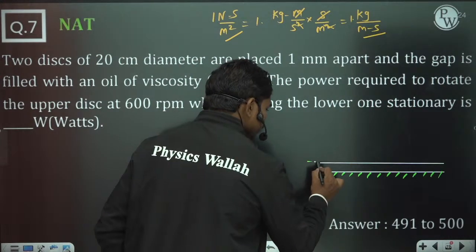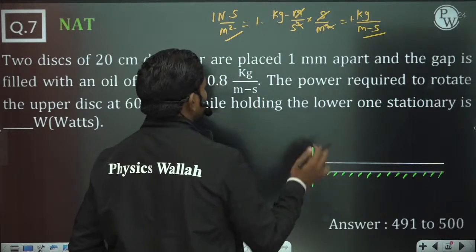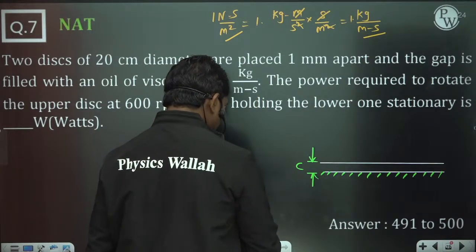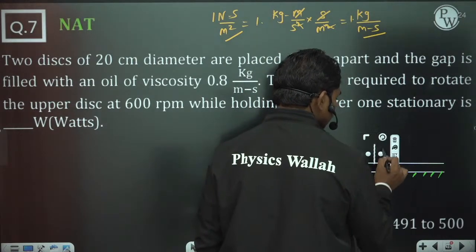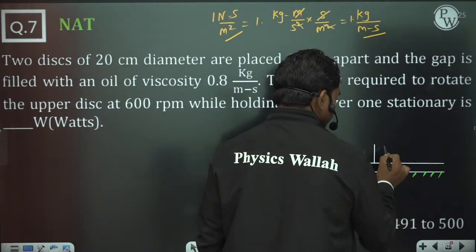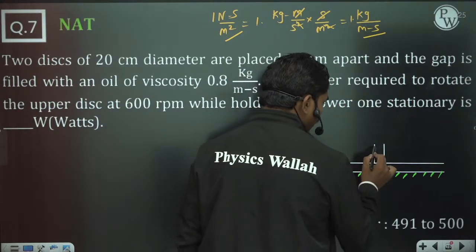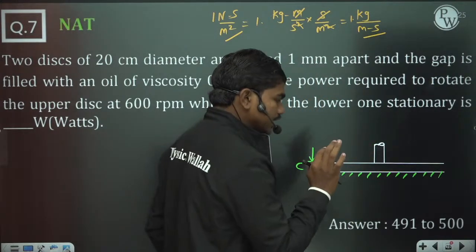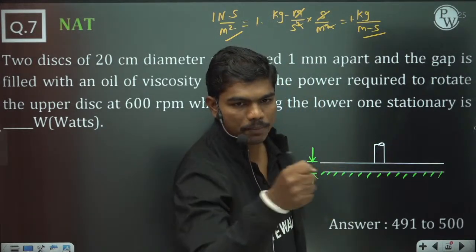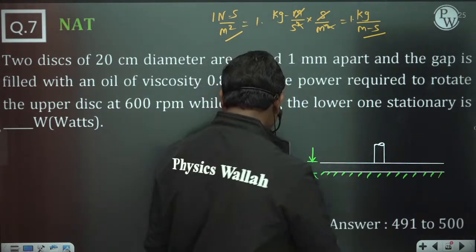They are kept by some gap, some clearance. Let us suppose there is some small handle for this disc. Now, keeping the bottom disc stationary, if you want to rotate the upper disc, they are asking what is the torque that is required. So let us see.